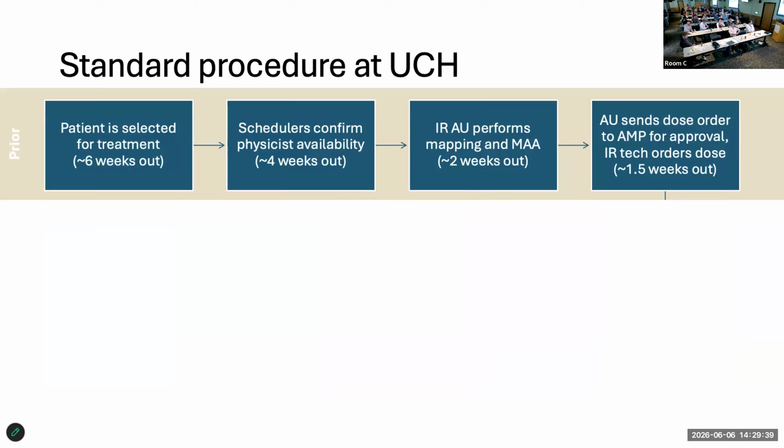The patient is selected for treatment about 6 weeks beforehand. The schedulers confirm physicist availability because they already have the AU schedule. The AU has to be there. But we have a very strict rule: you have to make sure a physicist will be available. This is going to become a little bit less complicated once we get more physicists on board. Currently, it's myself and Mike Solosky. The IR authorized user will perform a mapping in MAA 2 weeks out, and then they will send the physicist the dose order, and we will just make sure everything looks good.